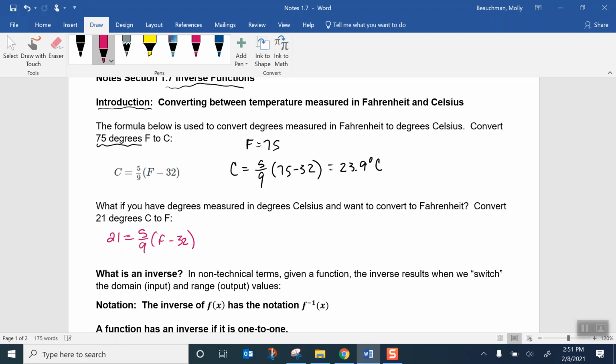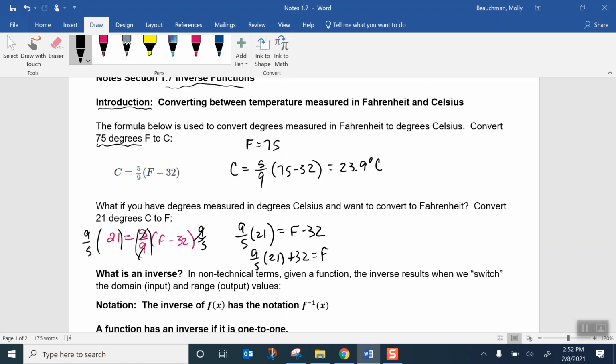So if we had to do this many times, we would multiply both sides by 9/5. So I would get 9/5 times 21, multiply both sides by 9/5. These cancel, and I would have 9/5 times 21 is equal to F minus 32, then add 32 to both sides. And if I only needed to convert one temperature, that would be fine to go ahead and do this work.